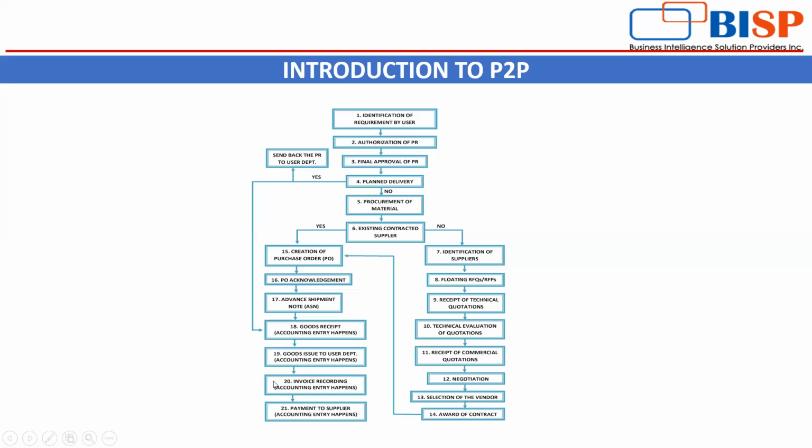Now the next is when we get the invoices. So for that we need to do an accounting entry and we record invoices. And the last step is to pay the supplier in full and final. And in this case also we need to do an accounting entry. This is the entire P2P cycle.